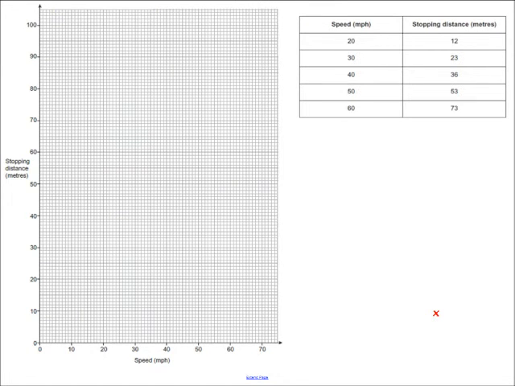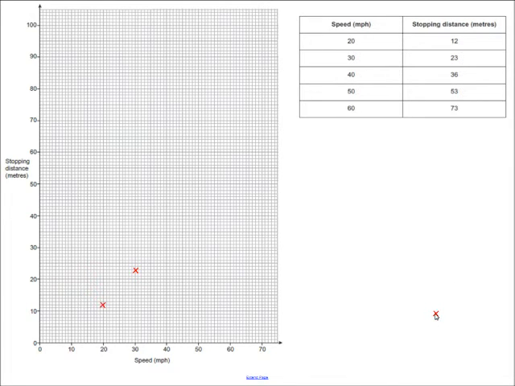So the first thing we need to do is plot the 5 points they've given us from the table of speed against stopping distances. So on our chart, speed goes across the bottom and stopping distances in meters goes up the side. So for the first one, we need to show that a speed of 20 has a stopping distance of 12 meters. So we need to put a little cross at a speed of 20 and a stopping distance of 12 on your graph paper. Then we need to do the same for 30 and 23 meters. So 30 miles an hour and 2, 3 meters.